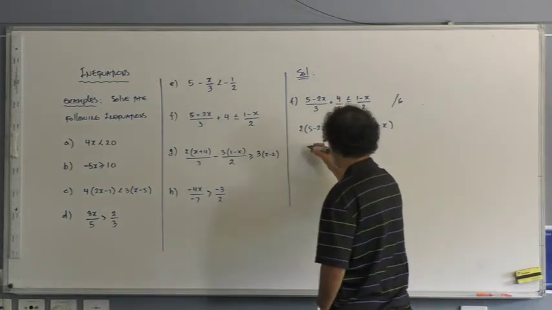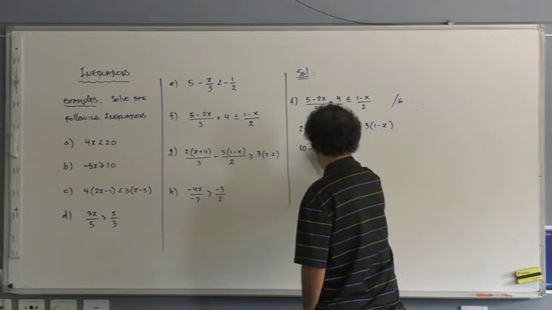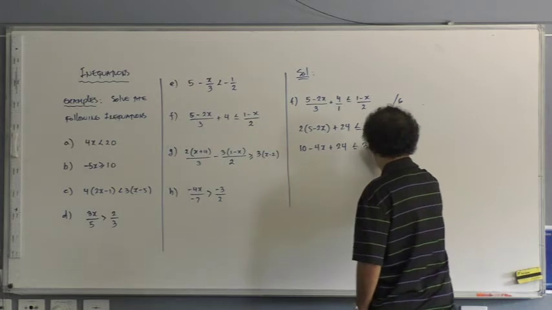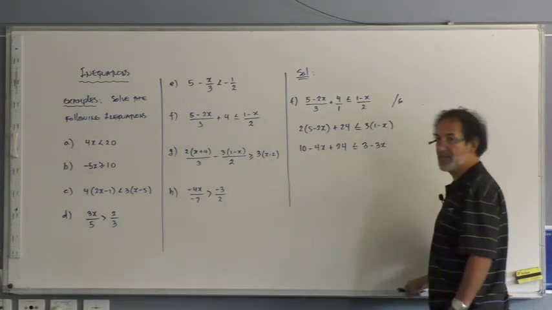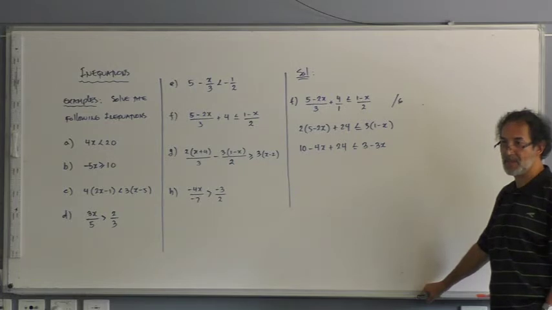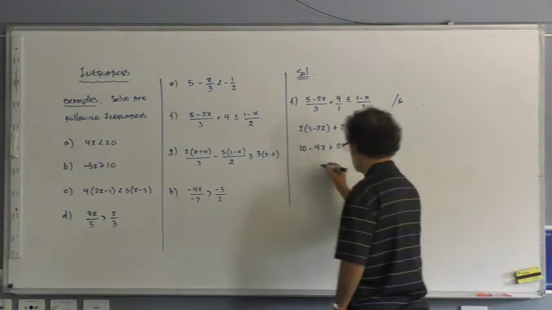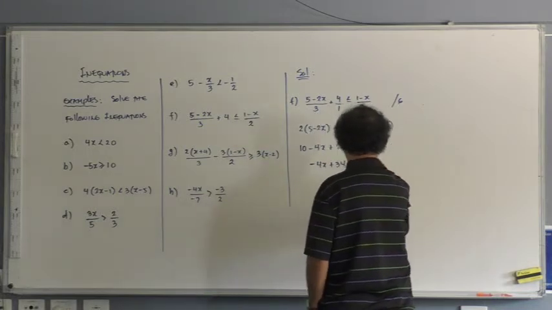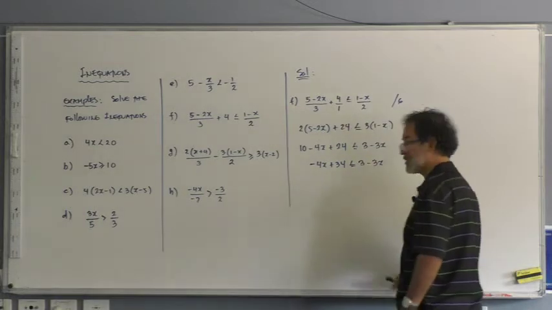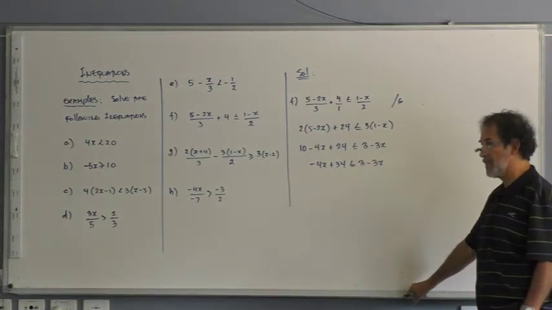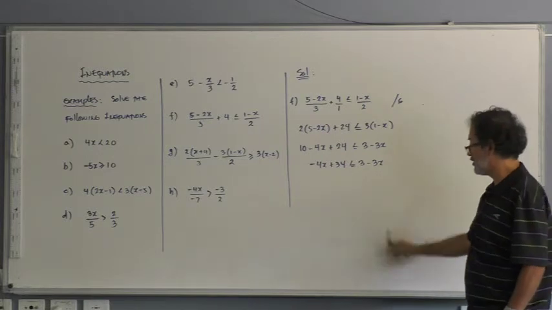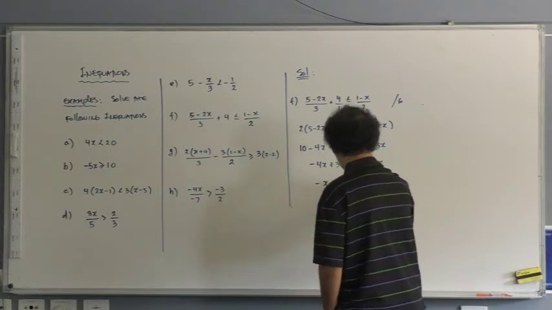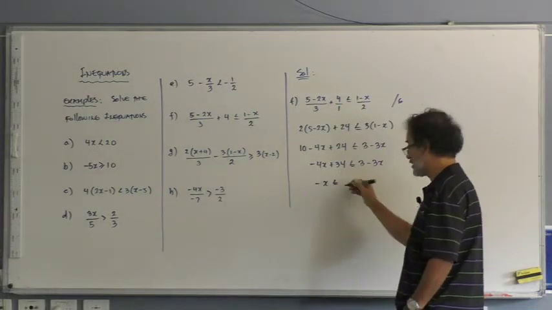All right, so this is going to be 10 minus 4x, plus 24. So we had that. And then we're going to simplify, so that will give you negative 4x plus 34 is less than or equal to 3 minus 3x. And then we're going to put the x's together. So on your left, you're going to have negative x, and then less than or equal to 3 minus 34, which is negative 31.